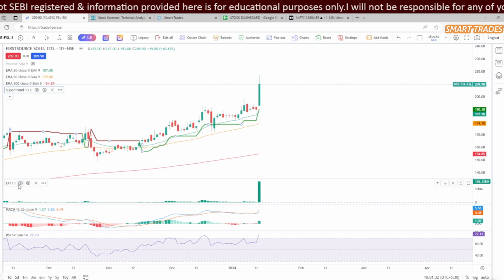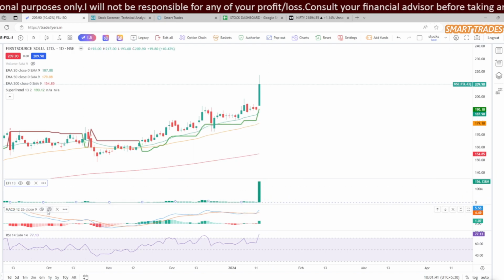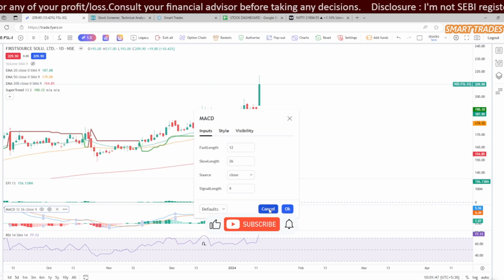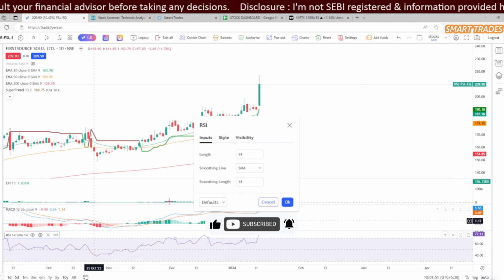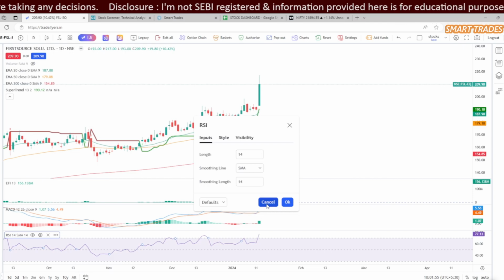The next one is the EFI, the Elder's Force Index. We use the 13 period EFI. Next one is the MACD. We use 12, 26, which are the EMAs of 12 days and 26 days. The last one is the RSI. We use the 14 day RSI, which shows the historical prices for the 14 days.